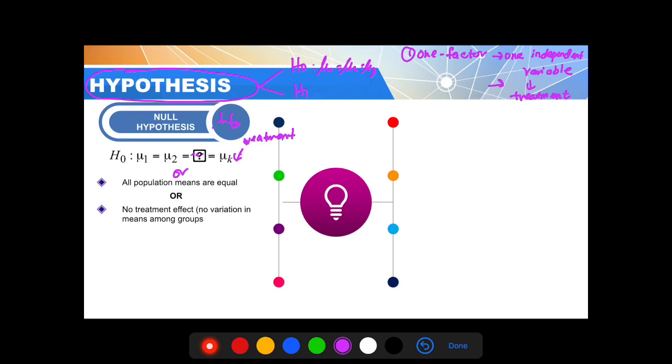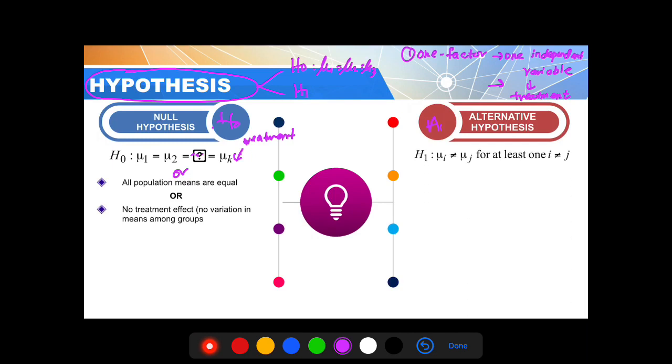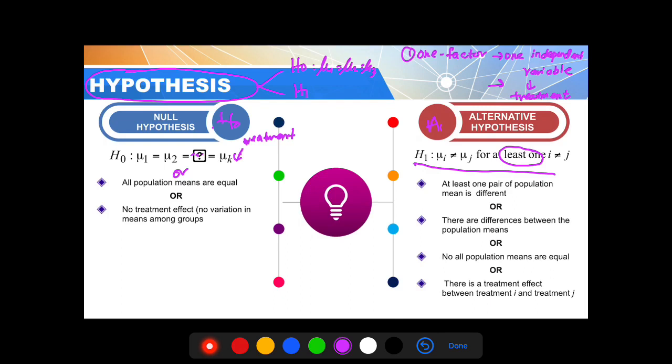If our H null is like that, how about H1? The alternative hypothesis, H1: mu i is not equal to mu j for at least 1. So it means one of the population means is not the same. Either mu1 is not equal to mu2, or mu2 is not equal to mu3, or mu1 is not equal to mu3. Not all are different; at least one is different. If you don't want to write it like this, you can write it in words: at least one population mean is different.